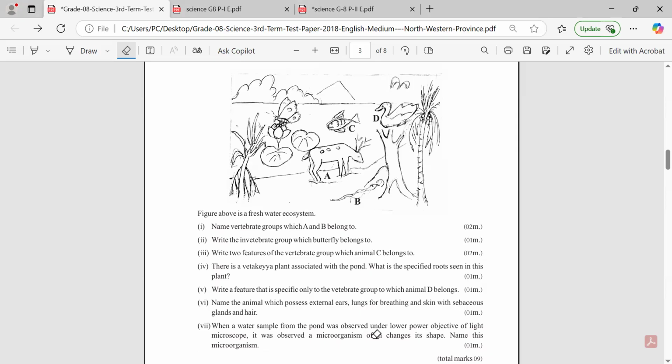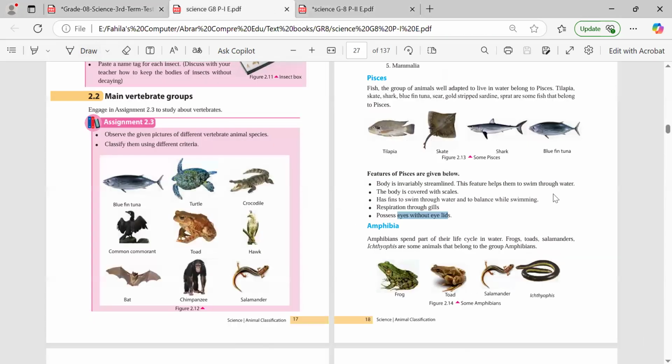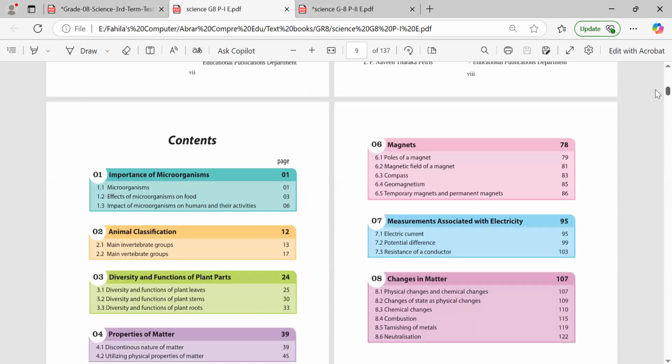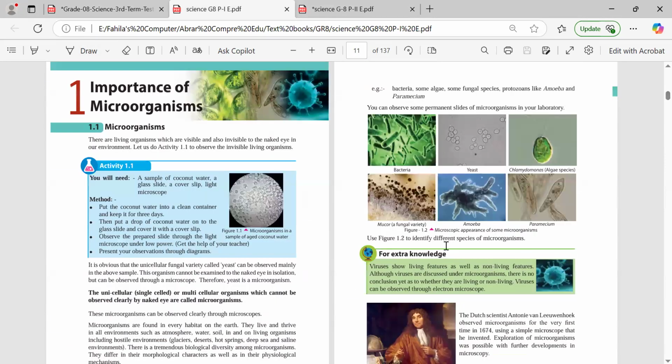Okay, right. Next question. When a water sample from the pond was observed under the low power objective of a light microscope, it was observed that microorganisms often change their shape. Name these microorganisms. Okay, so an organism that can change its shape. Well, of course, when you talk about microorganisms, Puta, there is just one in your syllabus that has a very funny changing shape. Who is that? It's going to be amoeba, right?